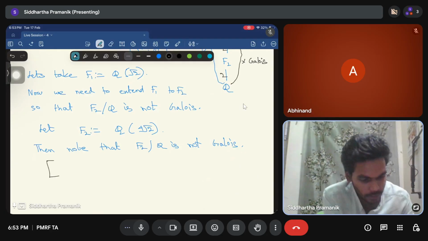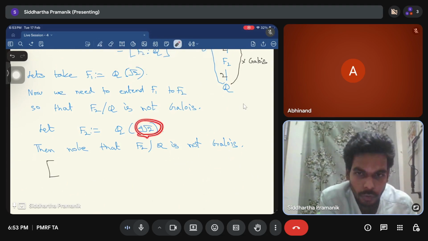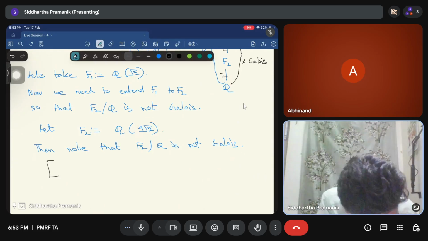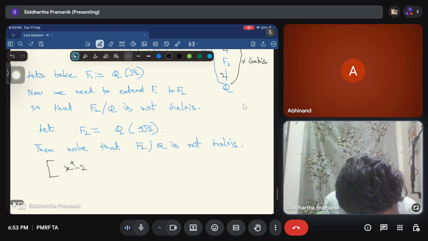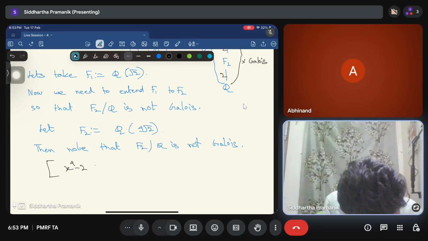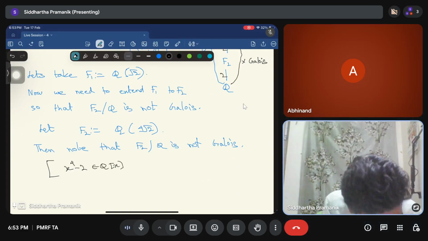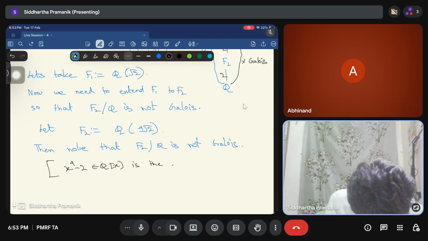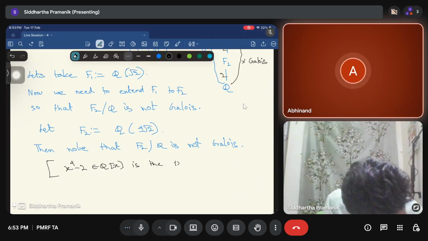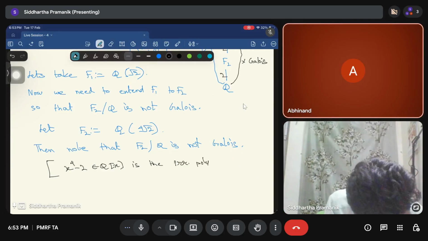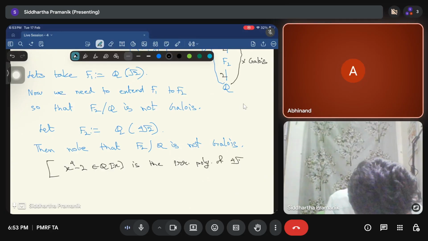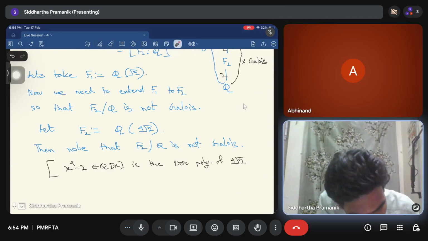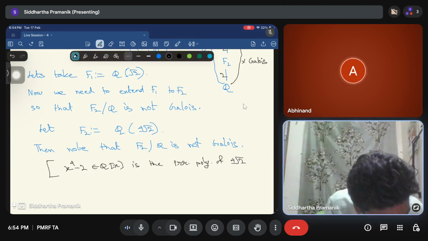What is the irreducible polynomial of the fourth root of 2 over Q? X to the 4 minus 2 is equal to 0. Yes, it is irreducible. And what are the other roots of this polynomial? Minus the fourth root of 2. And the other two? It has another two complex roots. So those roots are not in this field, right? So it cannot be a normal extension.